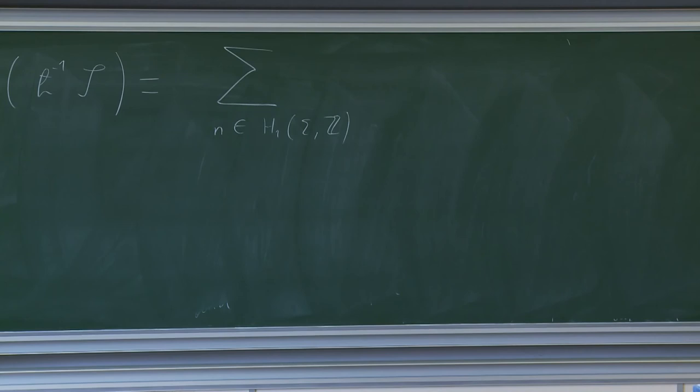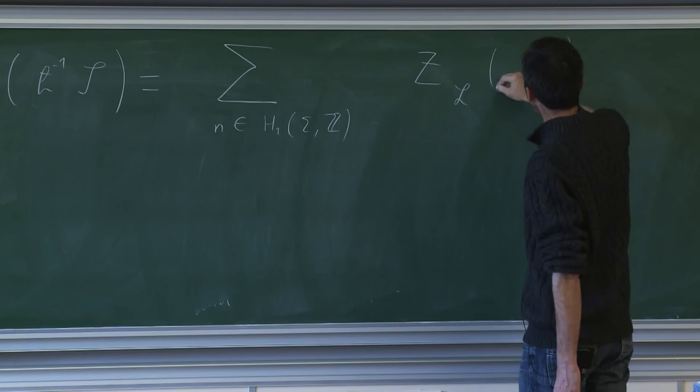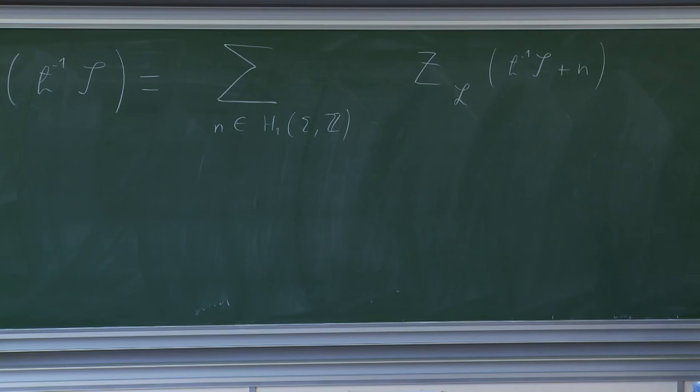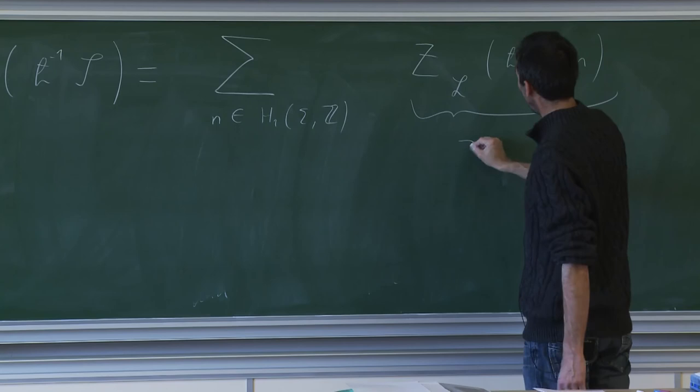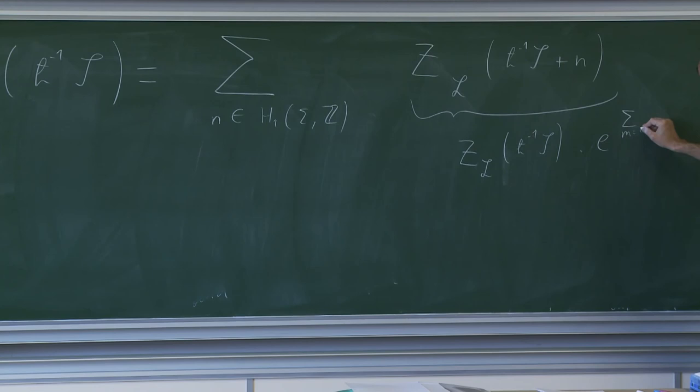So we would like to sum over the lattice of simply Z L of h bar minus 1 s plus n. Remember that this contains an exponential. Remember what this shift meant: it was ZL of h bar minus 1 of s times the Taylor series expansion, exponential sum over m equals 0 to infinity, h bar, so, well, let's say, sum over g on m.